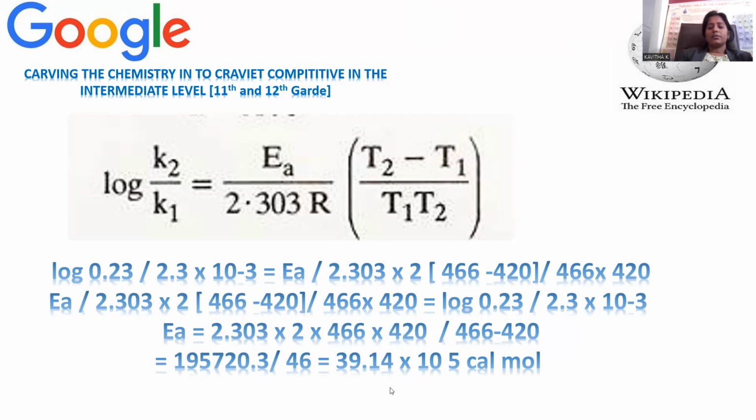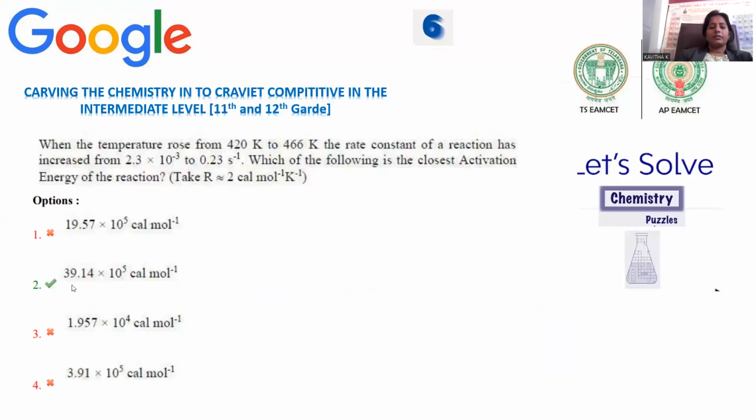If you calculate this one, we will get the value near 39.14 into 10 to the power 3 calories per mole. That is given in option number 2. This is purely a numerical problem based on chemical kinetics. We have to go with the Arrhenius equation related with different temperatures and different rate constant values. For question number 6, option number 2 will be the correct answer.